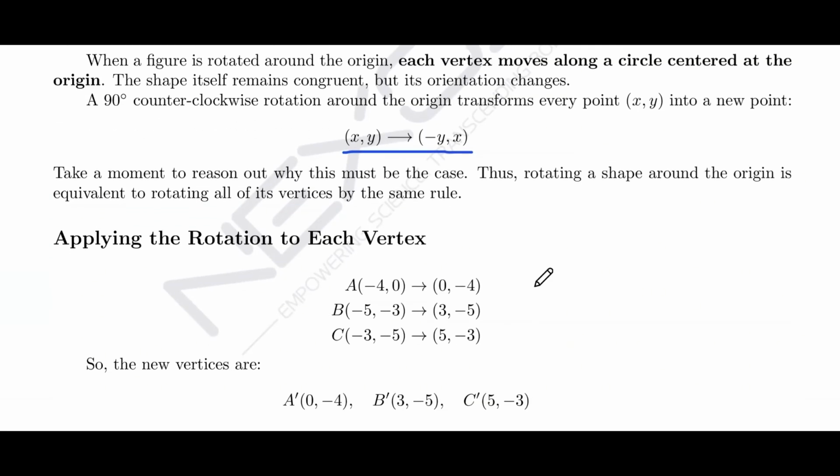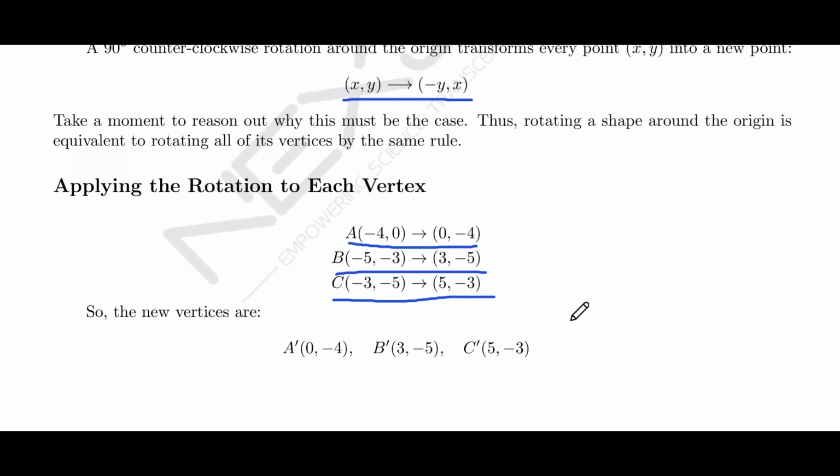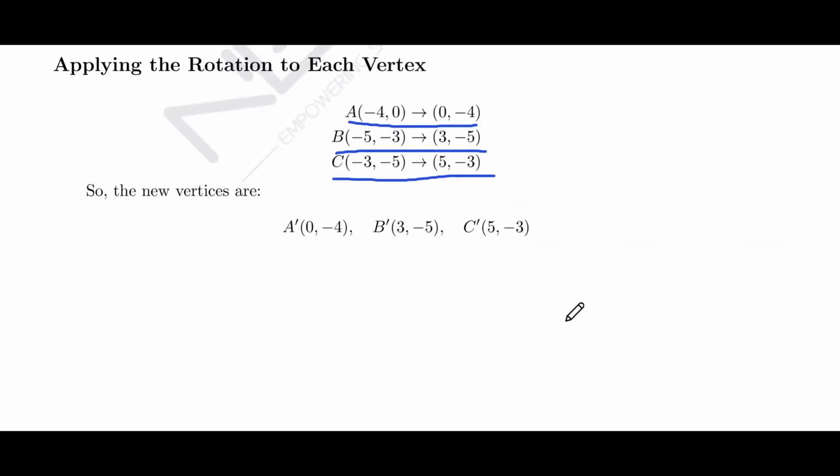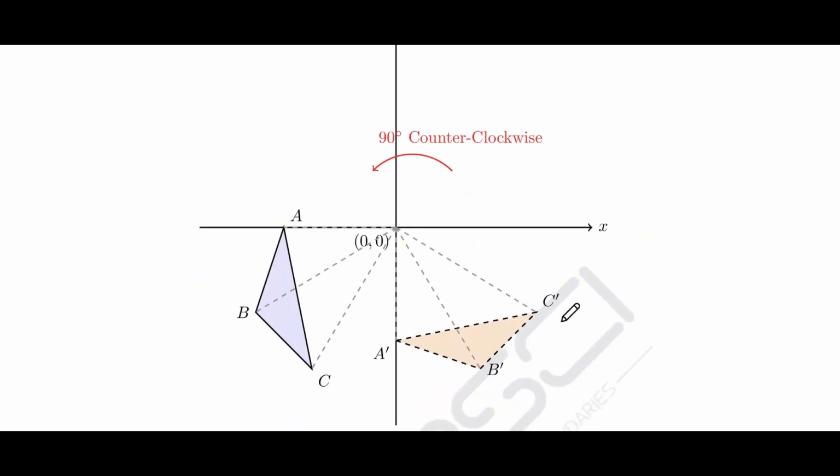For point A, which is at -4, 0, after rotation it becomes 0, -4. For point B at -5, -3, it becomes 3, -5. And for point C at -3, -5, it becomes 5, -3. So, the new vertices of the triangle after rotation are A' at 0, -4, B' at 3, -5, and C' at 5, -3.